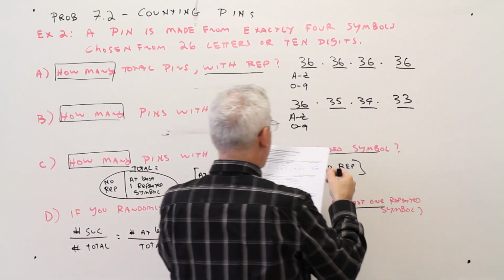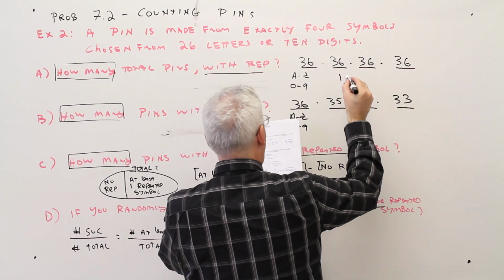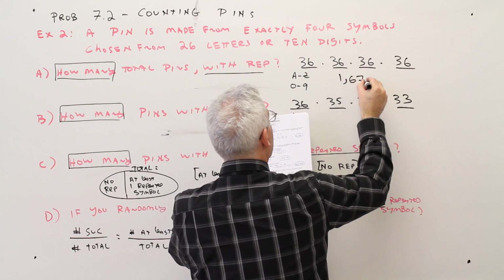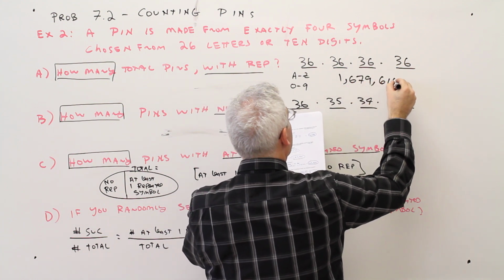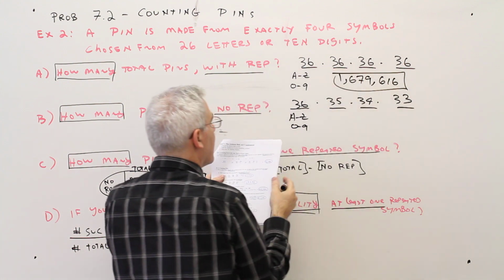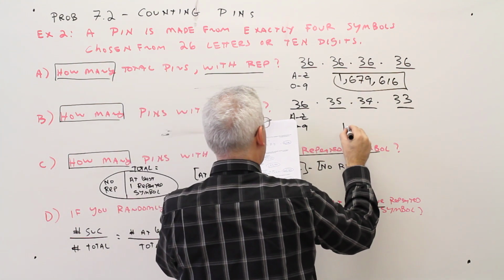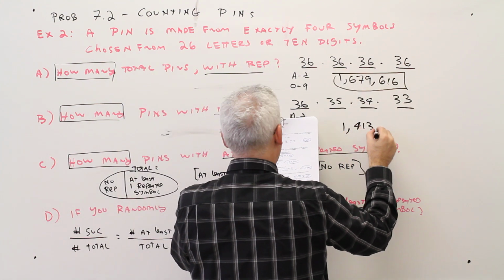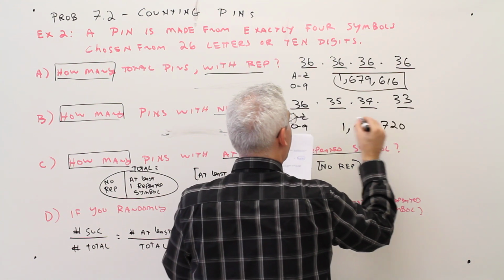So for the first one, it comes out to be 1,679,616. And for the second one, it turns out to be 1,413,720.